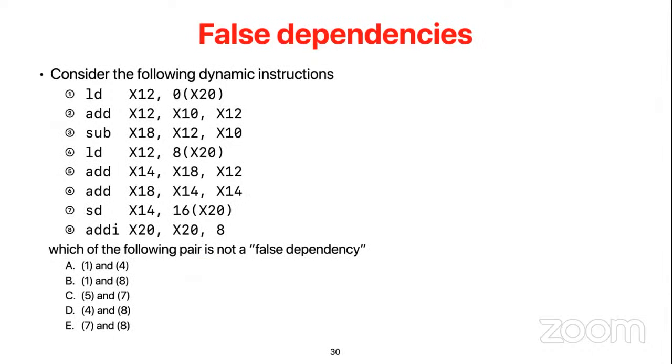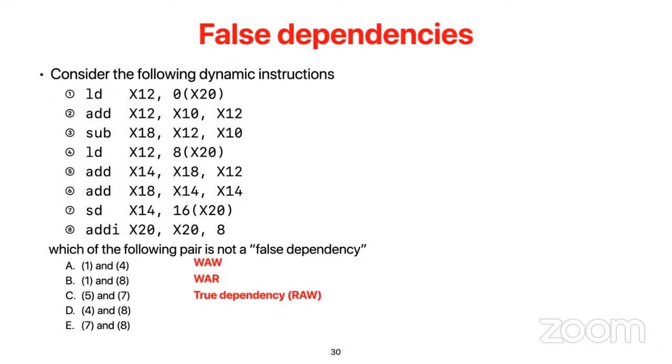Okay, so for the first option, what type of dependency is it? For 1 and 4, it's going to be a write after write, because you're loading into x12 and overwriting x12, right? And for 1 and 8? For 1 and 8, you're loading into x12 and then in 8, sorry, let me see, that's a write after read. Right, and for C, as you mentioned, it's a true dependency. For 4 and 8, how about them?